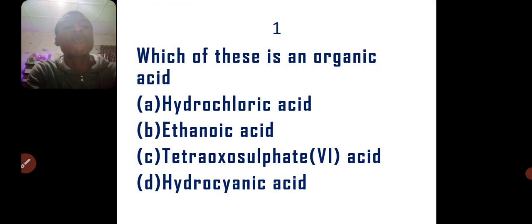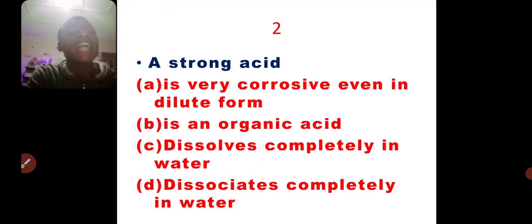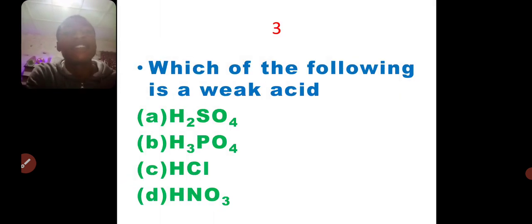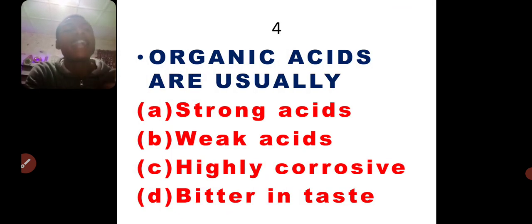So let's see some questions. Answer these questions by yourself. You can pause the video. Which of these is an organic acid? Then check the options, tell us which of them. A strong acid will be what? Check the options. What's the answer? You can pause this video to answer the question. Which of the following is a weak acid? So check it also. The organic acids are usually what? Are they usually strong acids? Are they weak acids? Are they highly corrosive? Are they bitter in taste?